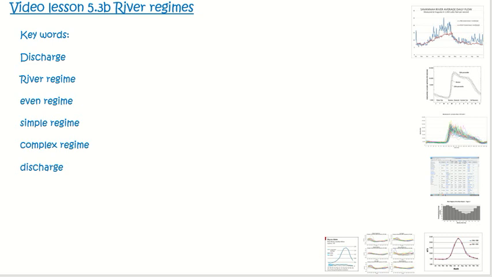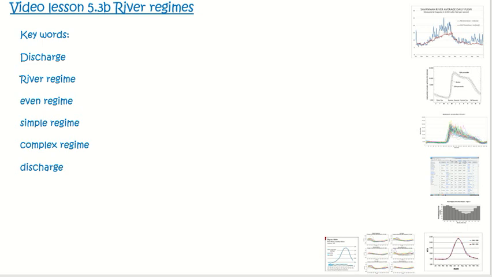Right then, so what is a river regime? Well, simply put, it is the annual variation in discharge or flow of a river. So how does the flow of a river change throughout the year? These are normally always annual, from January to December.